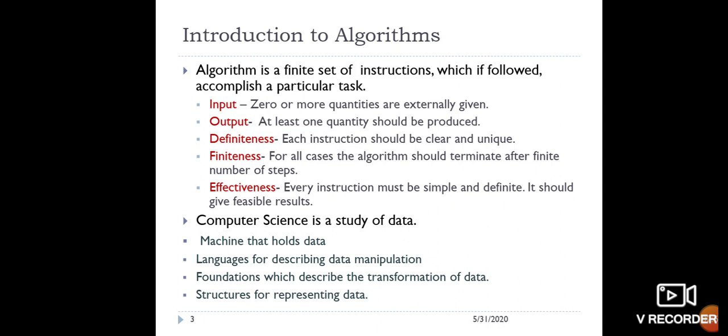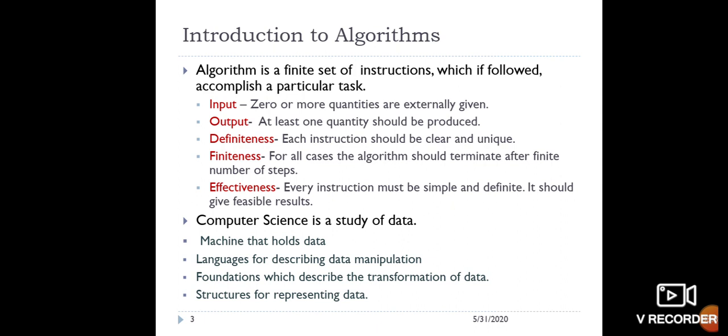It should have an input, it should have an output, it should be definite, it should be finite, and it should be effective. Input means you're going to supply some input. Either it will be zero input, or it may be some input, one or two, or it is given externally. Then the output should give a feasible solution. The output should be feasible, it should be optimum. At least one quantity should be obtained from the execution of the algorithm.